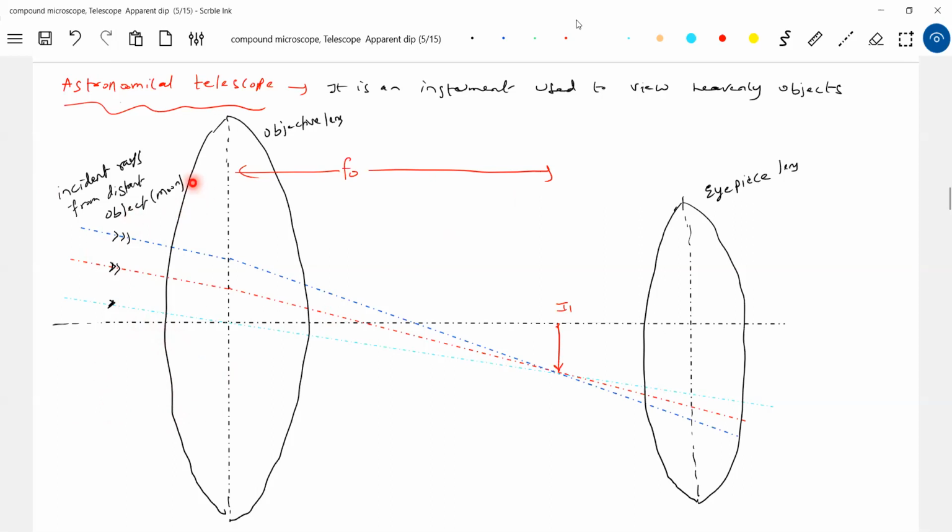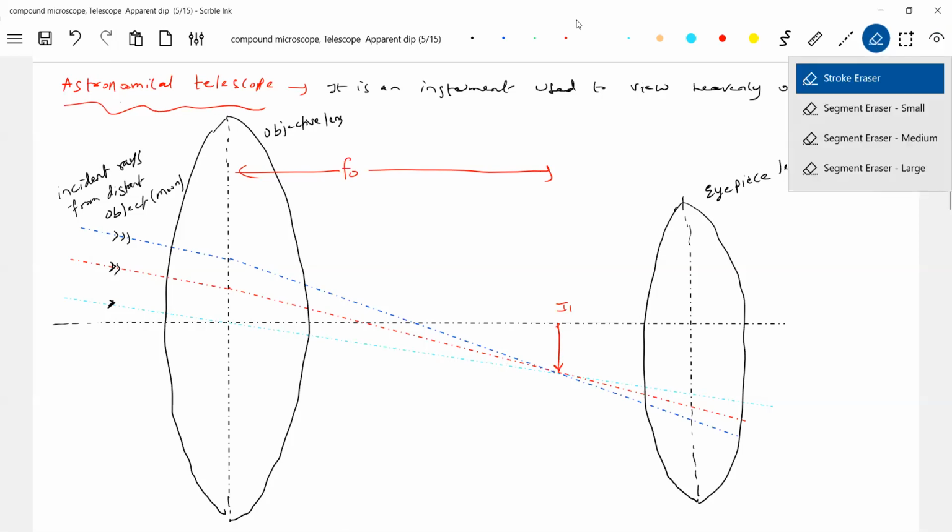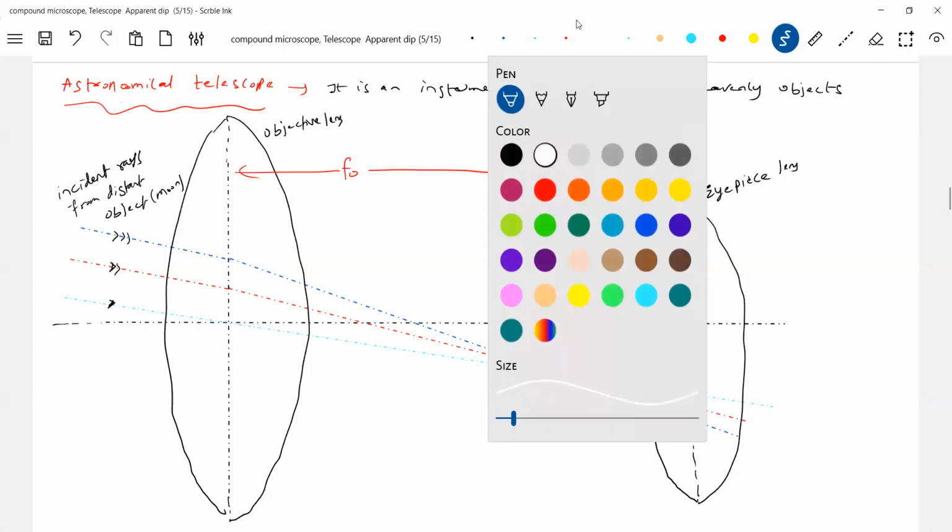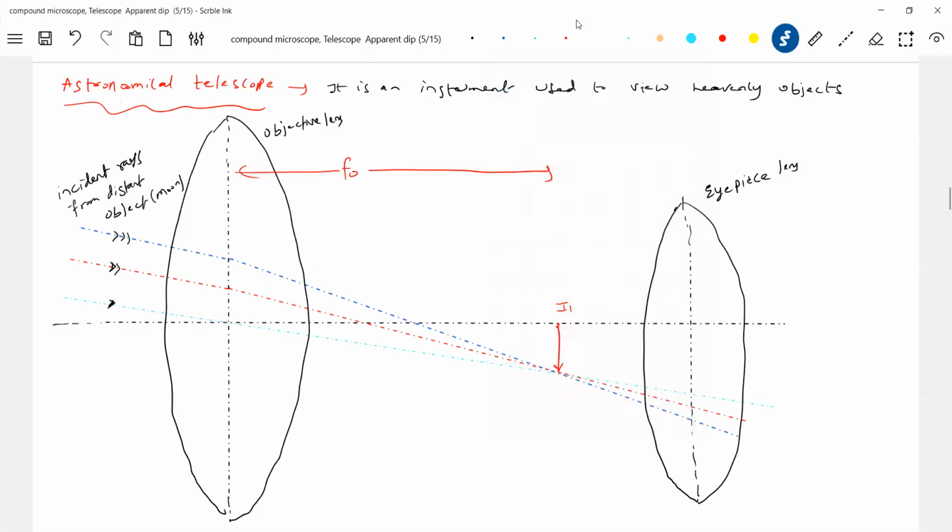So finally, the rays will converge at a point at the focal length of the objective. That is I1. Again, what happens to the rays after that? They traverse further here, and they'll form the final image. Red color one.